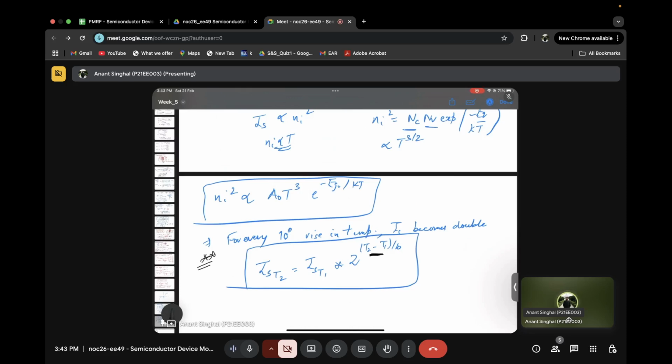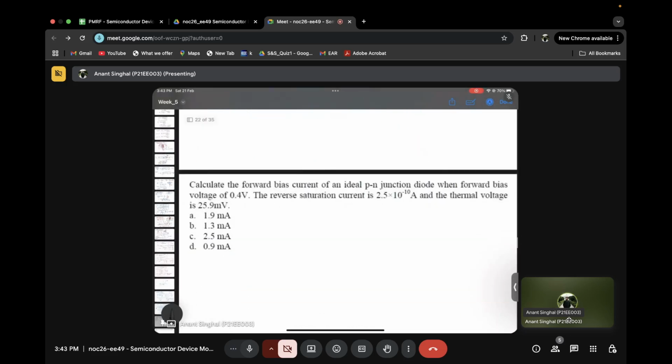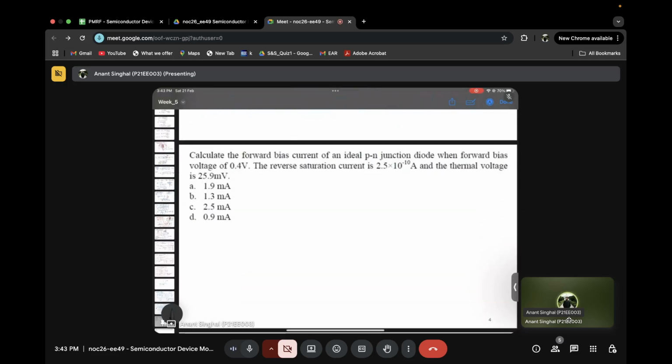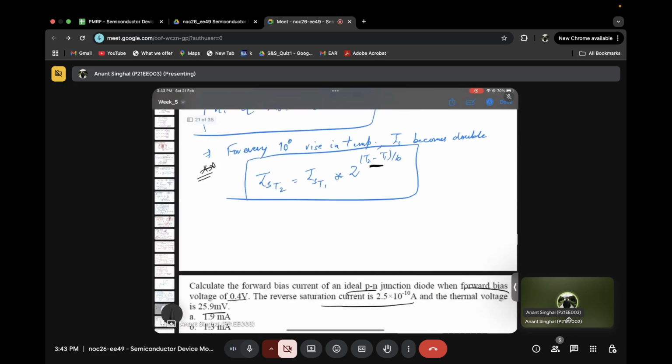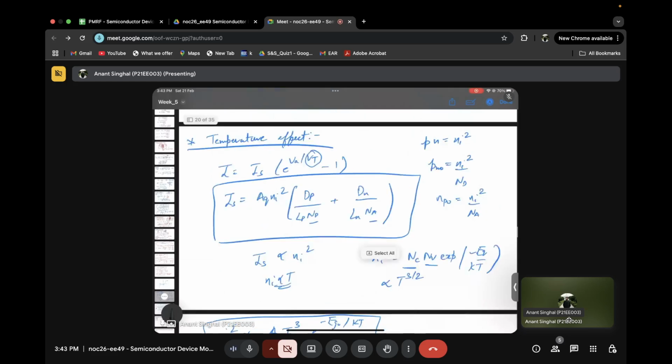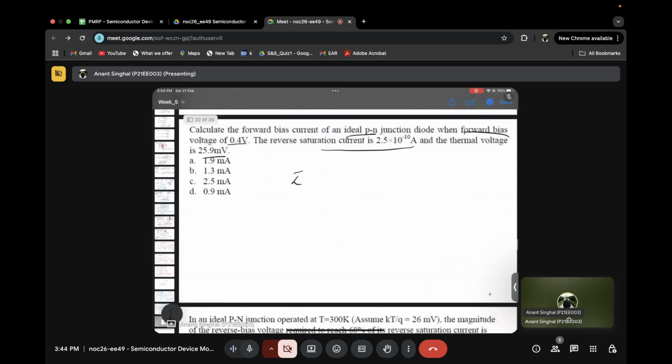Okay. If not, let's go towards some of the problems now for the diode, and then we'll quickly also wrap up with the BJT and the metal semiconductor contact. So this is the problem. We need to calculate the forward bias current of an ideal PN junction. Forward bias voltage is given, reverse saturation current is given, and thermal voltage is given. So this is very easy. Everything is given. This is the formula: I is equal to Is times exponential of V over Vt minus 1. Take 2-3 minutes and let me know the value in the chat box.